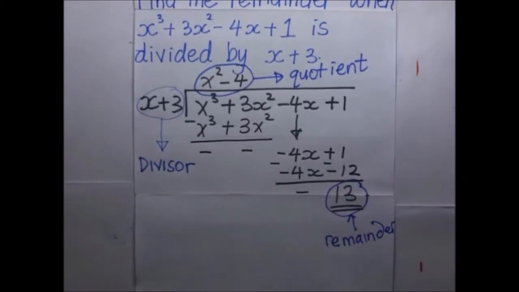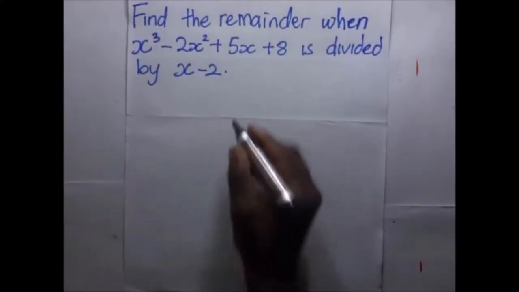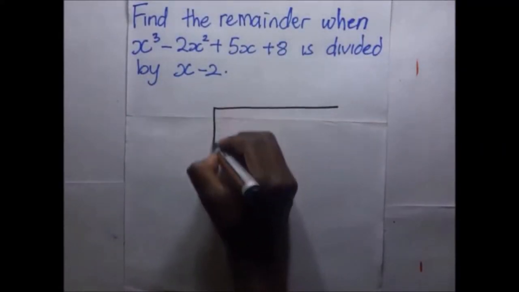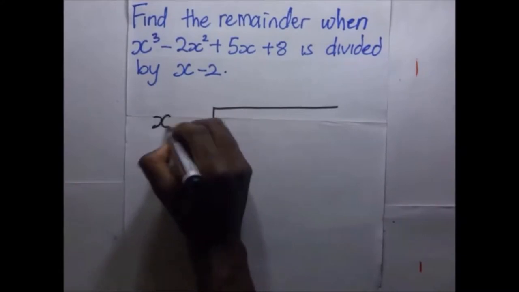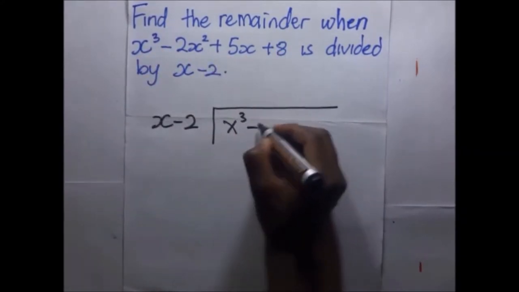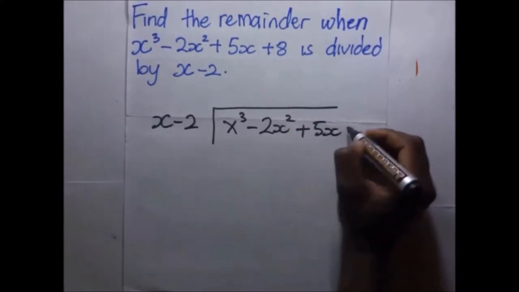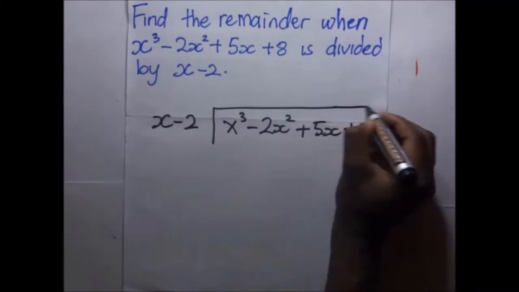Do another example. Find the remainder when x cubed minus 2x squared plus 5x plus 8 is divided by x minus 2. We'll do long division. So it is x minus 2 there. And then we have this x cubed minus 2x squared plus 5x plus 8.